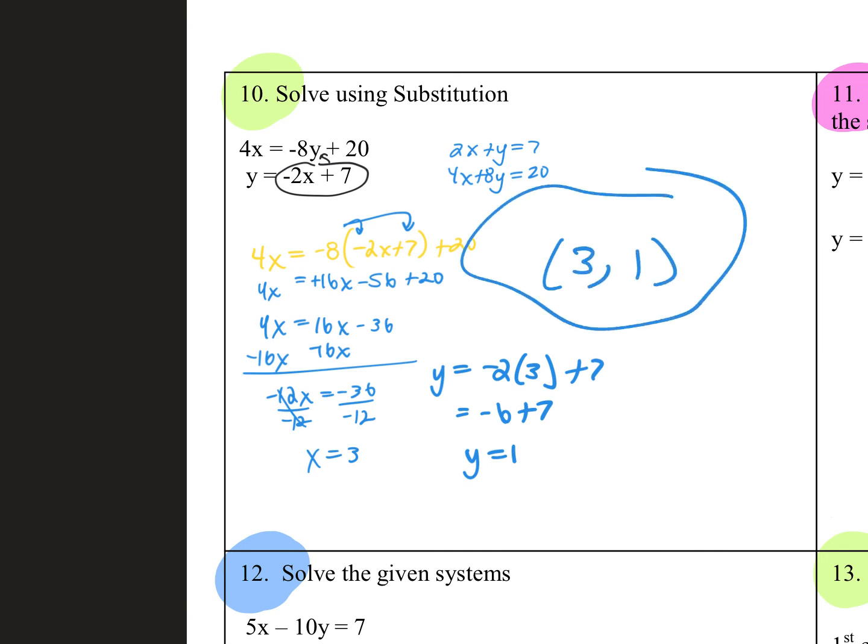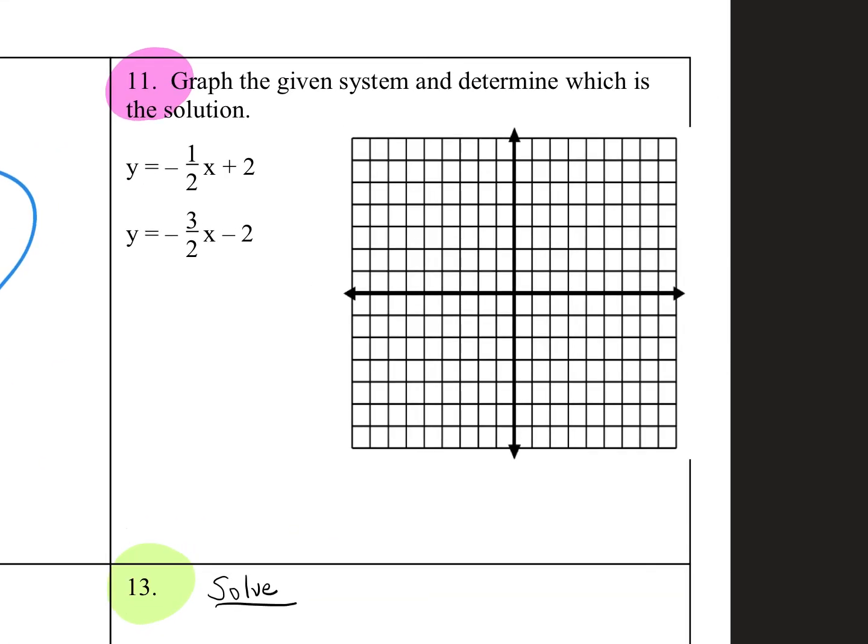And again, for the 12,000th time that I say this, what could I do with 3, 1 to make sure that I'm right? Plug it in. Good. All right, let's graph some.